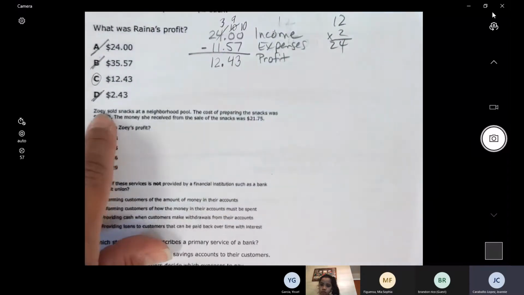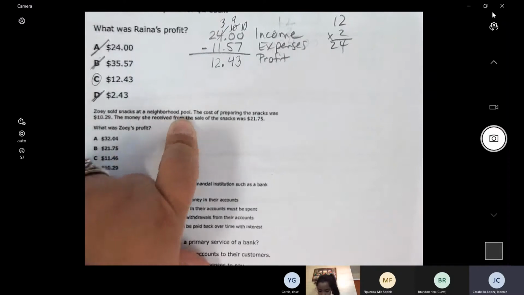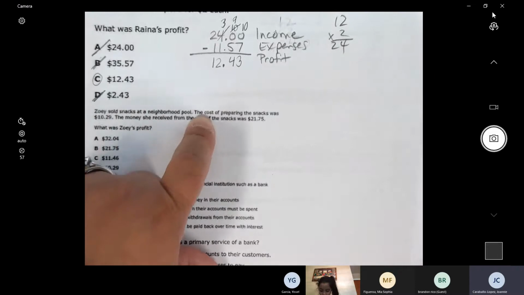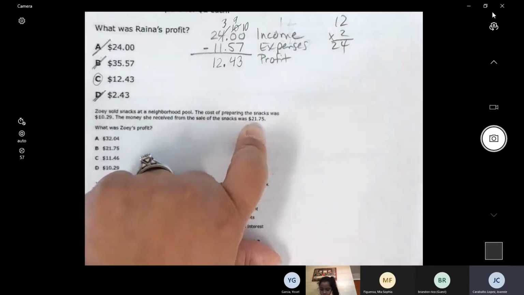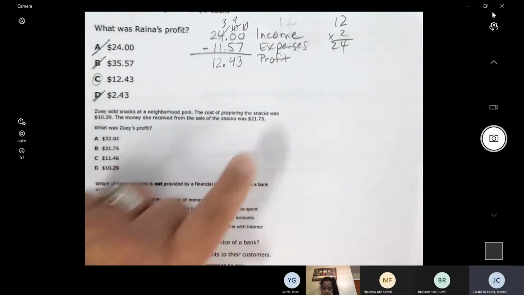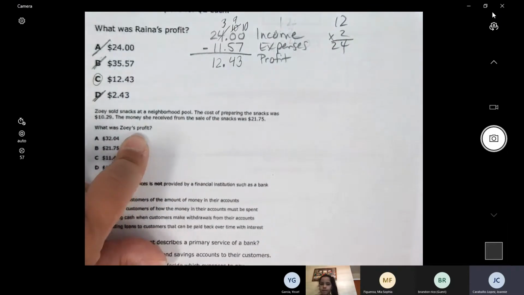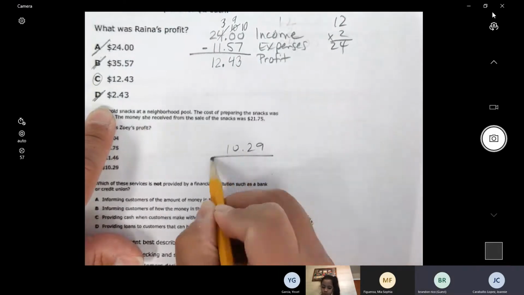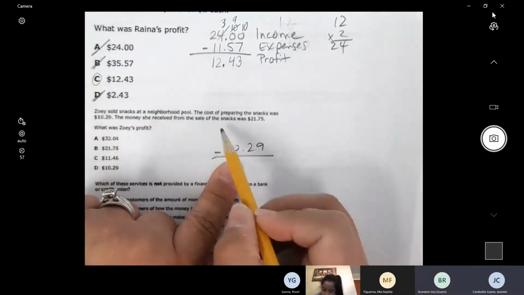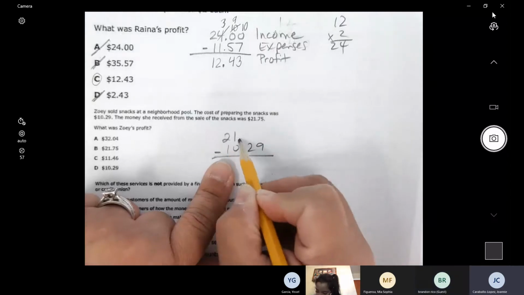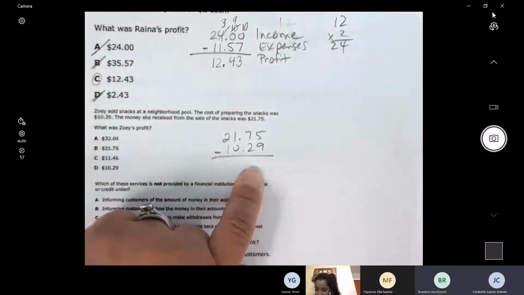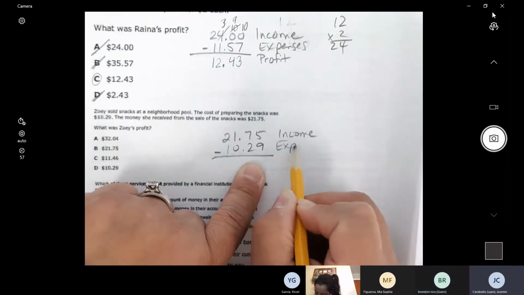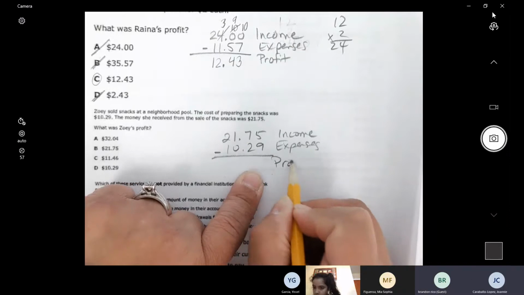The next one says, Zoe sold snacks at a neighborhood pool. The cost of preparing the snacks was $10.29. The money she received from the sale of the snacks was $21.75. What was Zoe's profit? So the cost of her preparing snacks was $10.29. So I know that those are my expenses, and then the income was $21.75. So again, this is my income, this is my expenses, and my answer is going to be my profit.